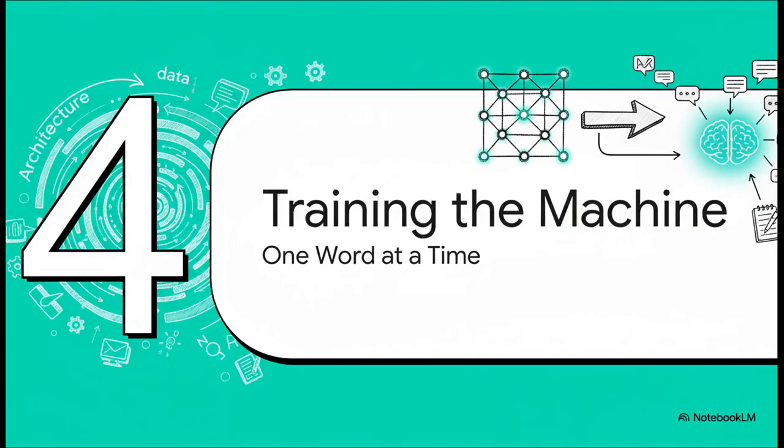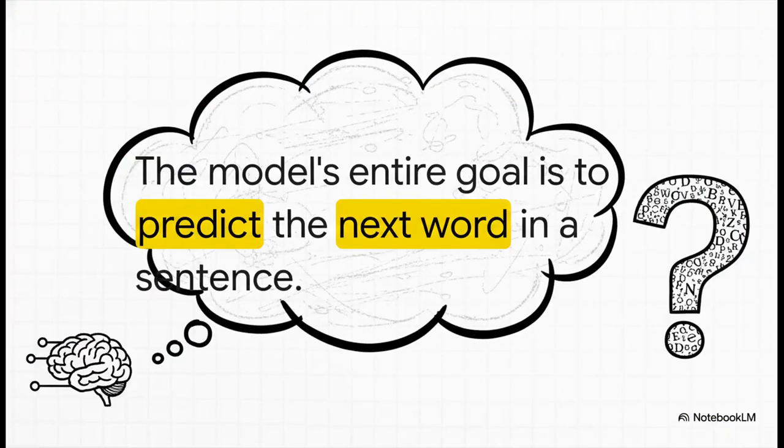Okay, so we've got the data, we've got the architecture. Now for what is, I think, the most fascinating part. How do you actually teach this machine to write? This is going to sound almost too simple to be true, but this really is the core of the entire process. The model gets part of a sentence, and its only job, its entire purpose in life, is to guess what the very next word should be.